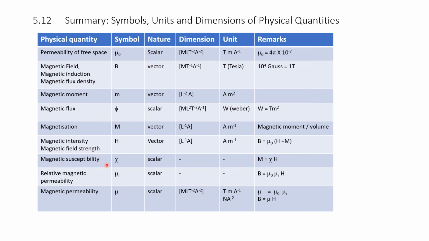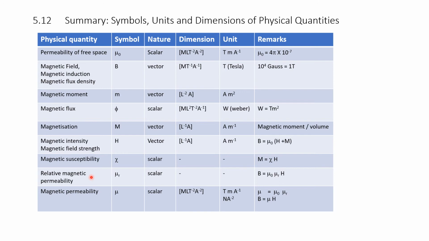Magnetic susceptibility. It is represented by the symbol Xi. Sometimes in some of the books they have mentioned it as X and sometimes C also, but in NCERT syllabus we are using the symbol Xi only. It is a scalar quantity. It has no dimensions and no units. The relationship is M is equal to Xi into H, that is, M is magnetization and H is magnetic intensity.